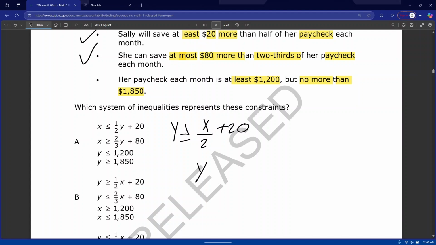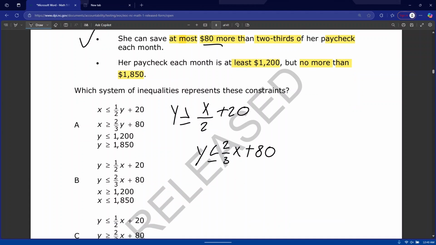Okay, so y is less than or equal to, I apologize, 2/3 of her paycheck with $80 more. So we add 80 here. Okay. Let's go to bullet point number 3.